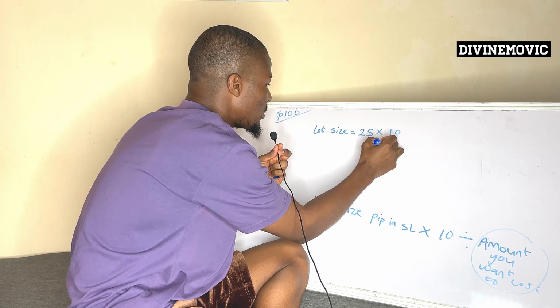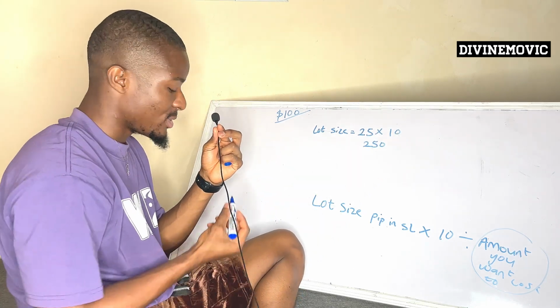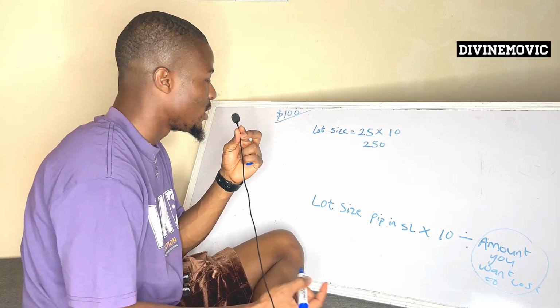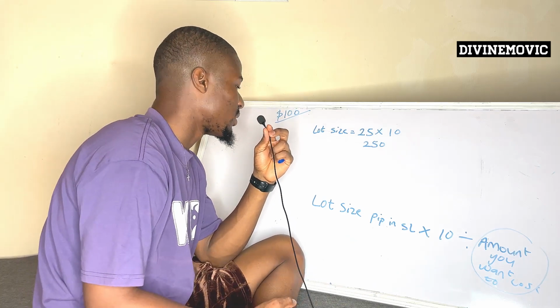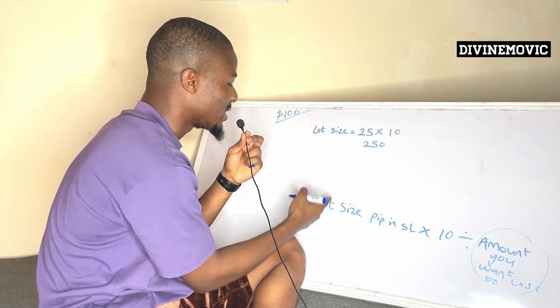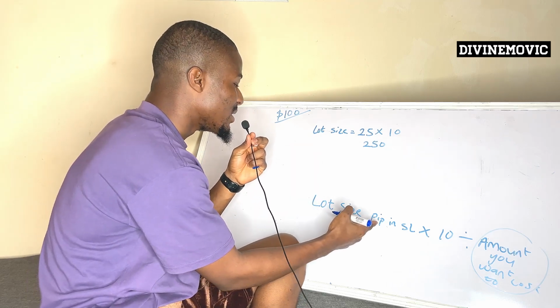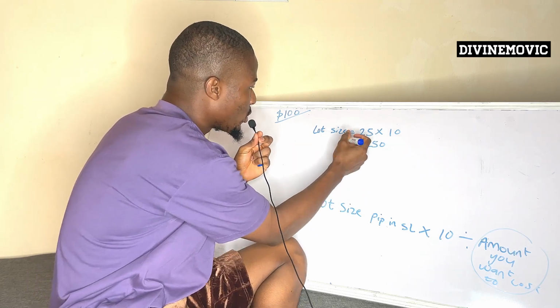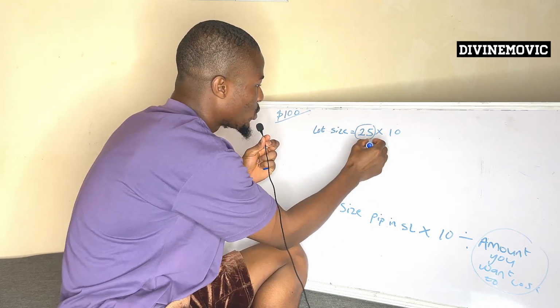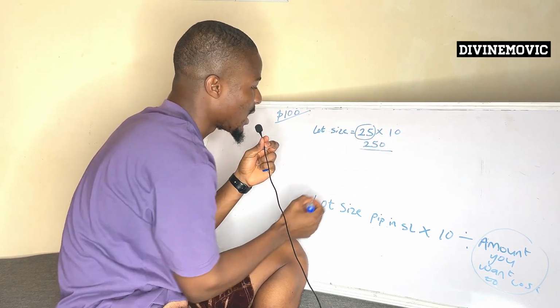250. Is that correct? I'm using my phone to make this, but it's correct. Now, for us to simply identify the lot size, we have to take the pips in the stop loss, which is 25 pips, times 10, which is 250, right?